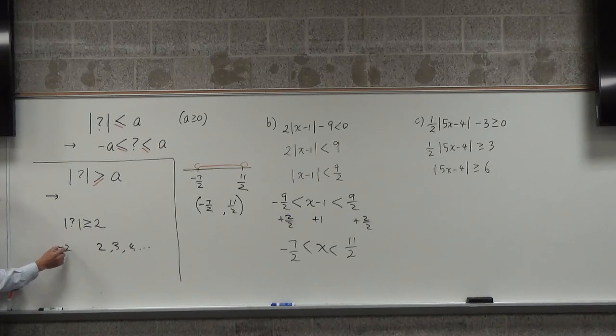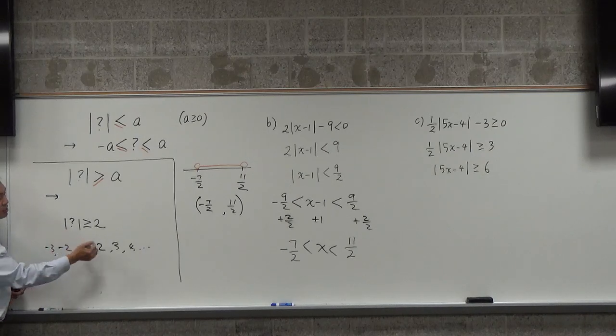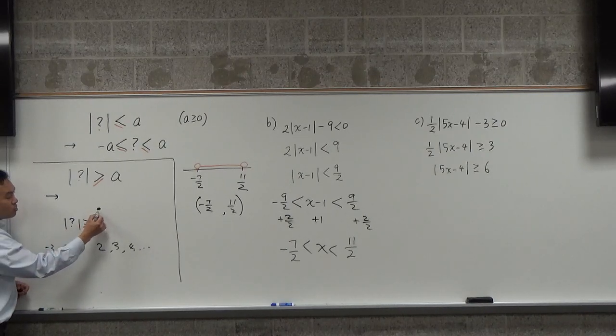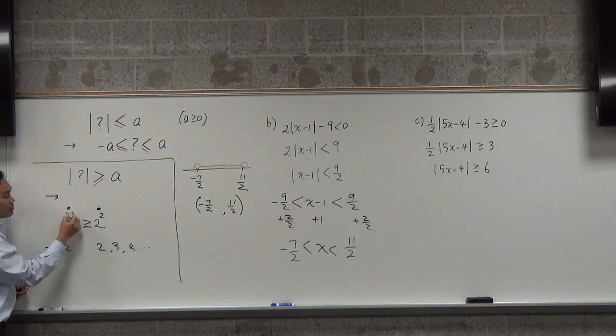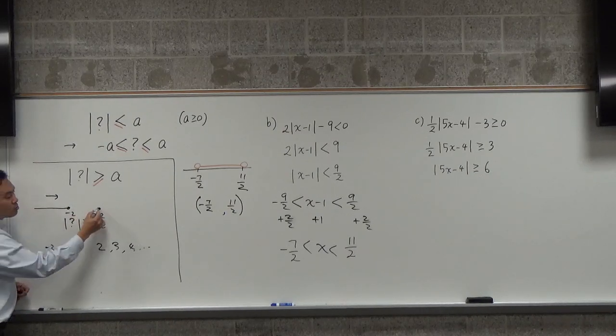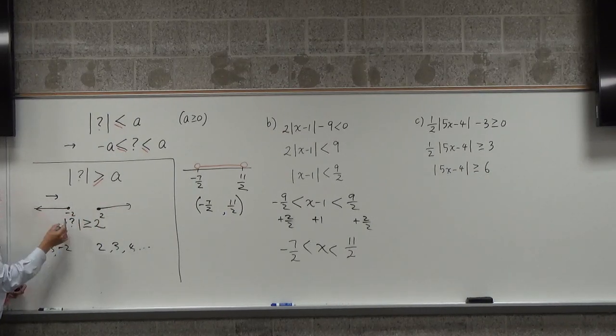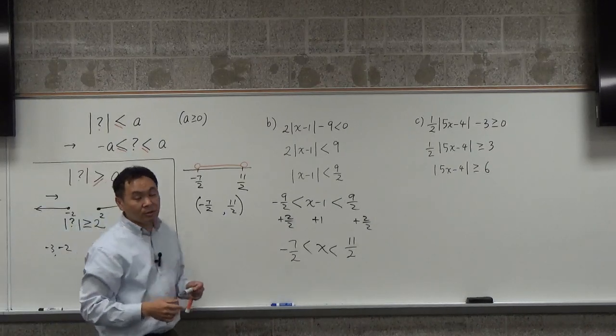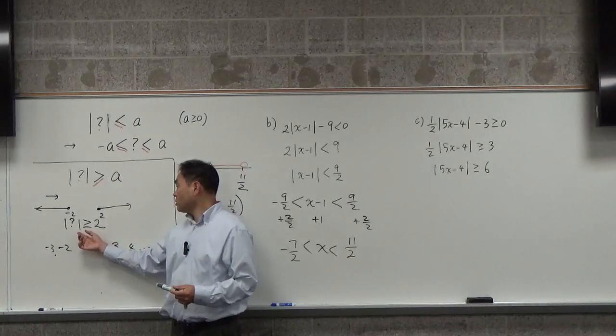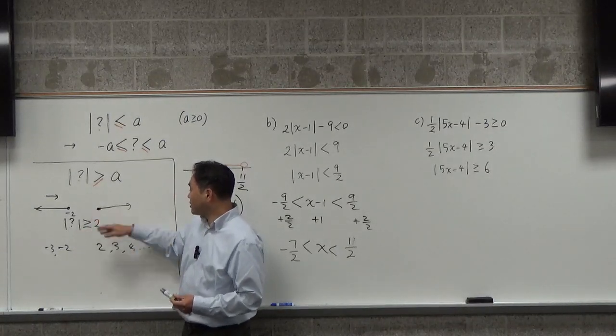Negative 2. Absolute value of negative 2 is positive 2, so it does satisfy this. And then negative 3 as well, because negative 3 absolute value gives you positive 3. So the solution of this is like this. You have 2 and also negative 2, and you have everything before negative 2 and everything after 2. That's the solution.